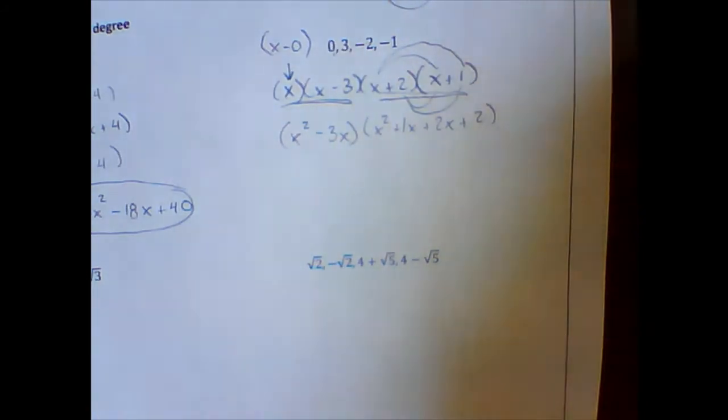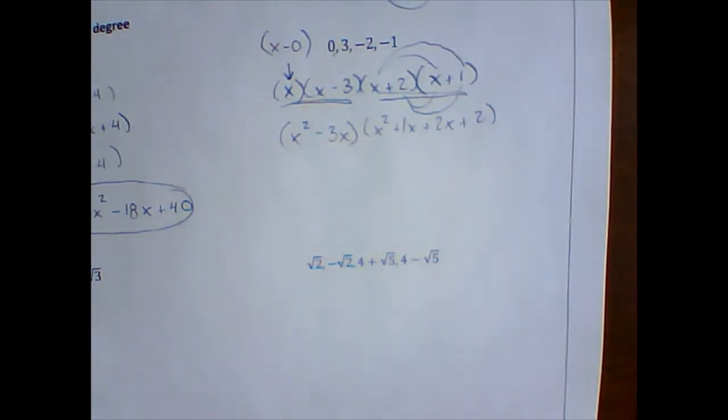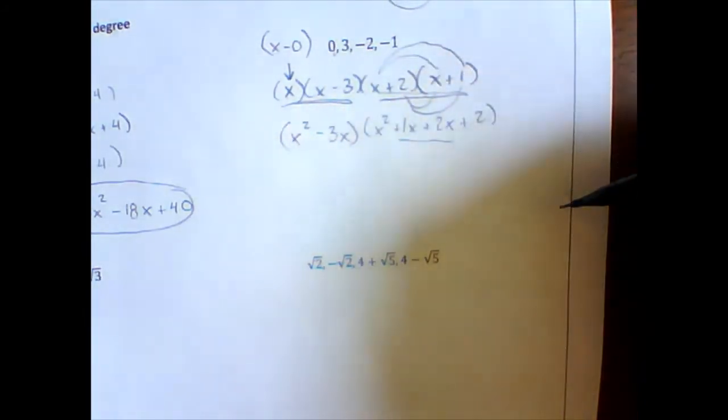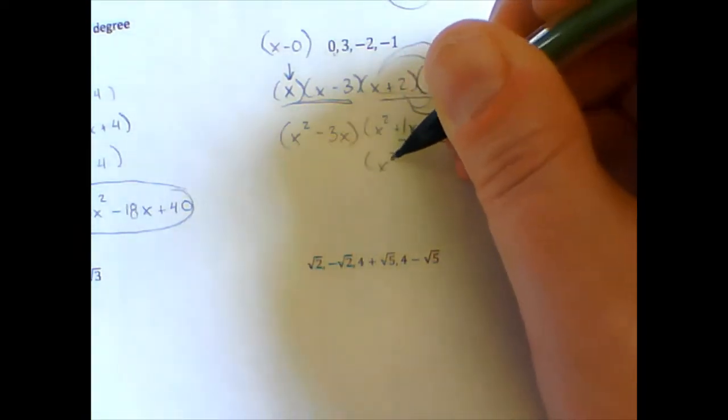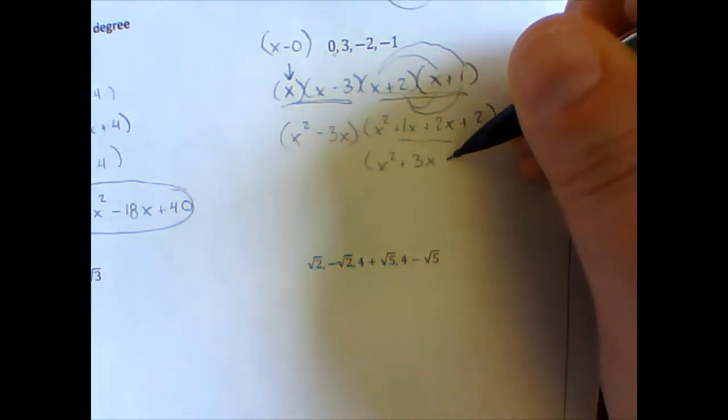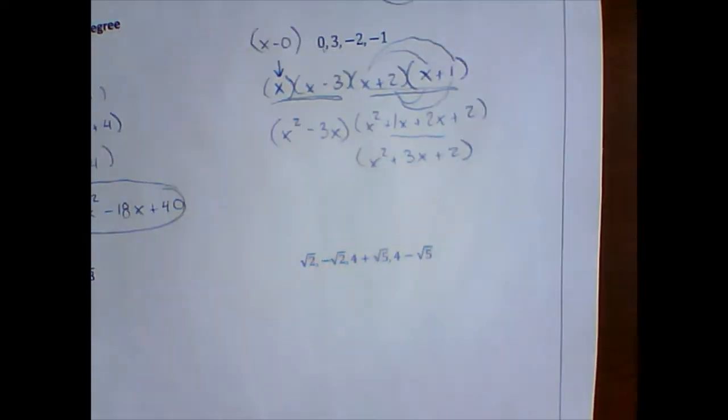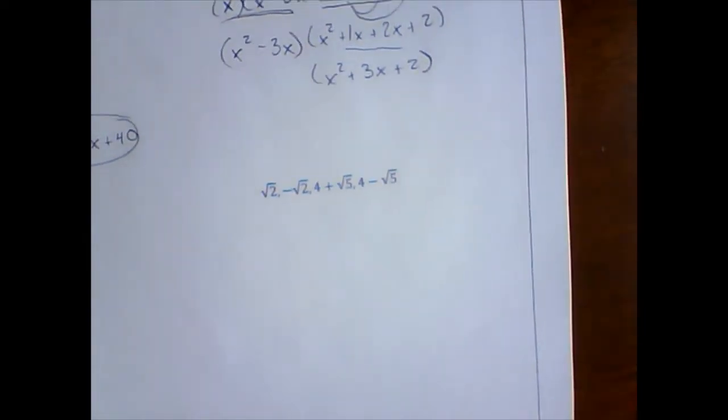We do have some like terms in the middle that we can combine. So that'll give us an x squared plus 3x plus 2. All right, so we have a new back parenthesis, the back 2 combined and the front 2 combined.